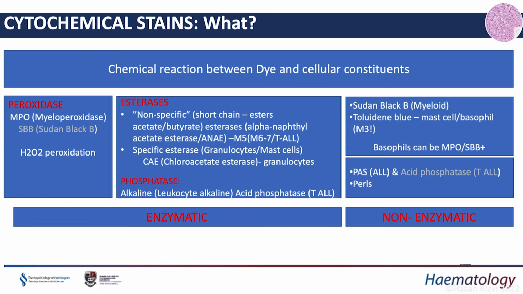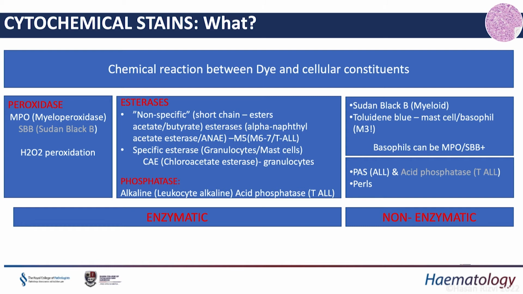Then you have the esterases, which are divided into non-specific and specific ones. The specific ones are targeted against the primary and secondary granules in the granulocytes and mast cells. So CAE, or chloroacetate esterase, is that one. The non-specific is divided on the basis of the short chain of the carbon atom that's there, so butyrate or acetate. And the butyrate esterase, or NSE for short, is the non-specific esterase, and that's useful in monocytic leukemias.